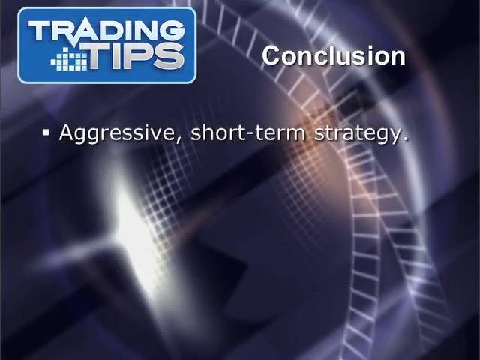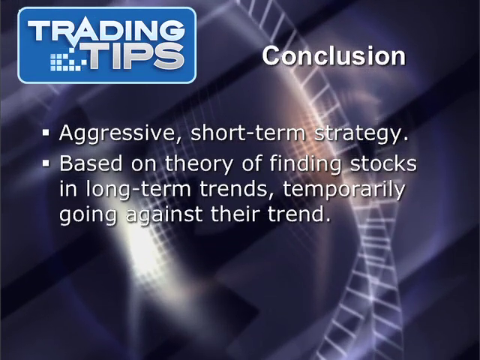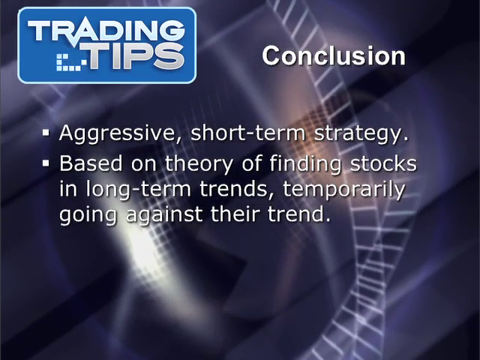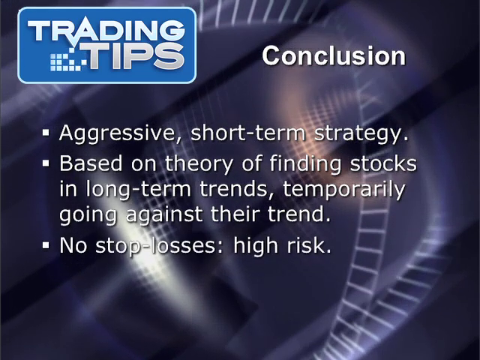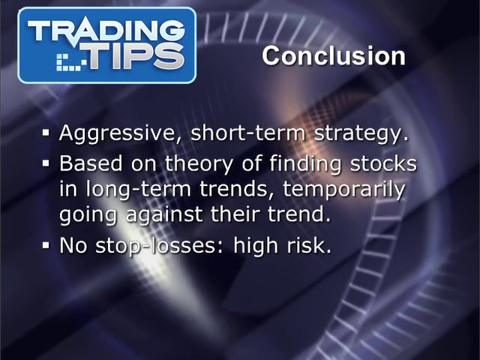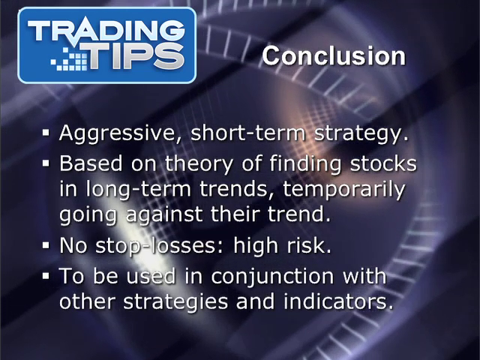In conclusion, RSI-2 is an aggressive short-term strategy. It's based on the theory of finding stocks in a long-term trend that have temporarily gone against that trend. It's not for the faint of heart, particularly with its no stop-loss rule. But used in conjunction with other trading strategies and technical indicators, RSI-2 is unquestionably a worthy tool in your trading arsenal.